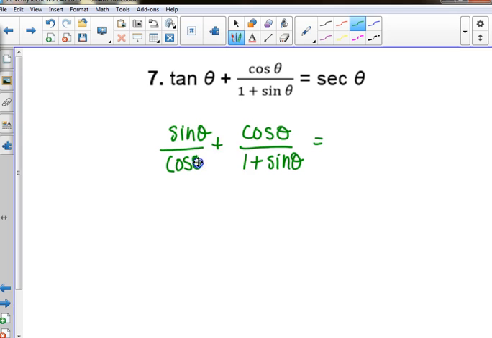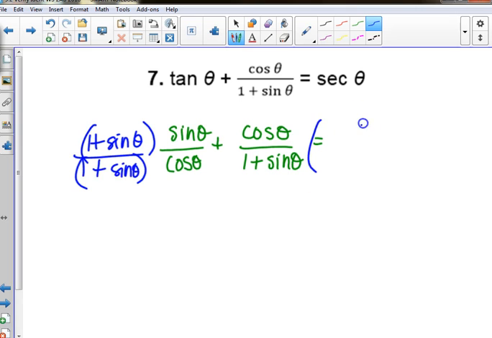So it's up to you. I'm just trying to think ahead. At some point, we're going to need a common denominator, right? So you want to just do it now? What do we got to multiply this guy by? 1 plus sine over 1 plus sine. And this guy gets multiplied by cosine over cosine. Okay, so up top, I end up with what?